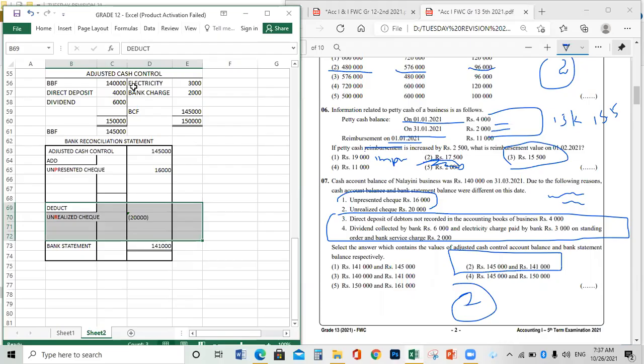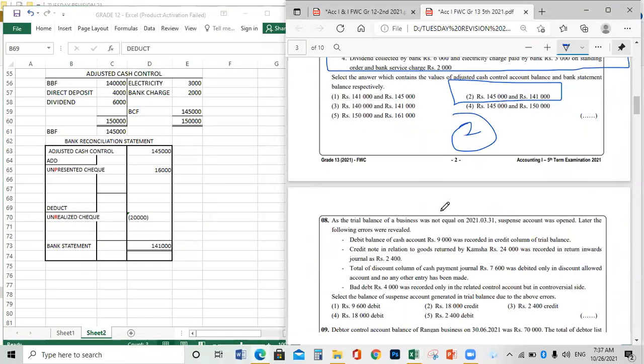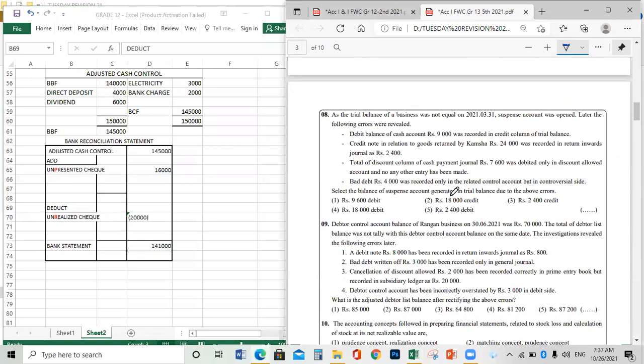So now what you should do, you have to record it in the adjusted cash control because it's not recorded in the cash control. Timing differences are recorded in the cash control but not recorded in the bank statement. Any problem related to the bank statement will be recorded in the reconciliation. I hope you're clear now. Okay, now let's go to the 8th question.